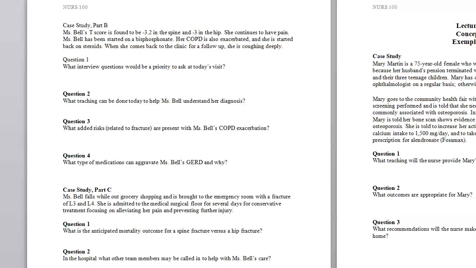All right, Miss Bell's score is found to be minus 3.2 in the spine and minus 3 in the hip. She continues to have pain. Miss Bell has been started on a bisphosphonate. Her COPD is also exacerbated, and she is starting back on her steroids. When she comes back to the clinic for a follow-up, she is coughing deeply. So what interview questions would be a priority to ask at today's visit?